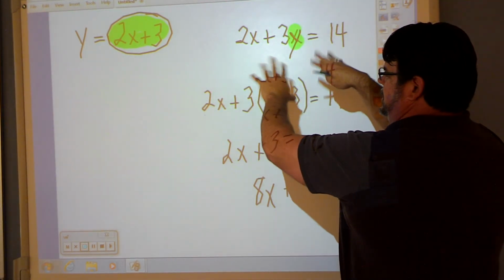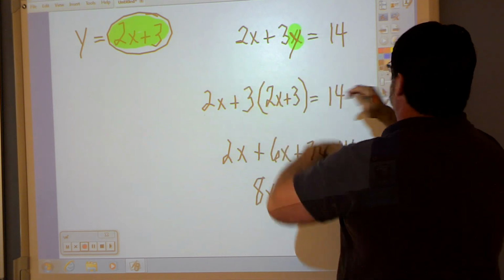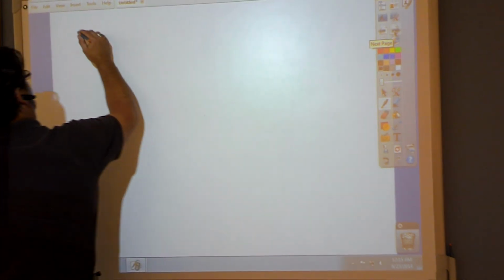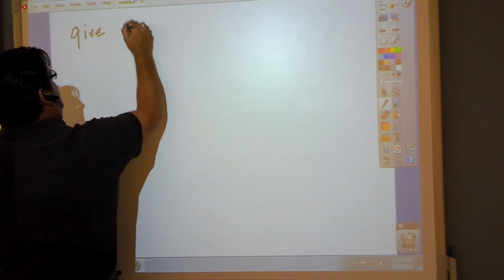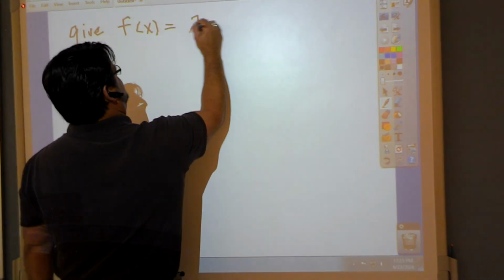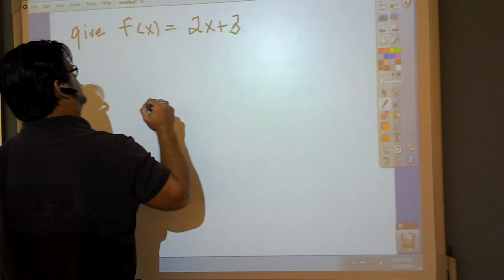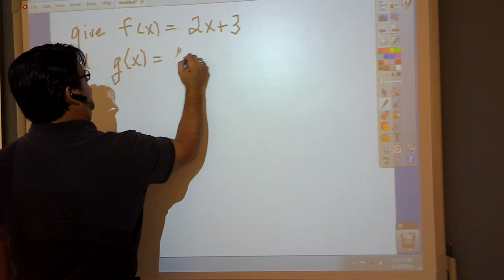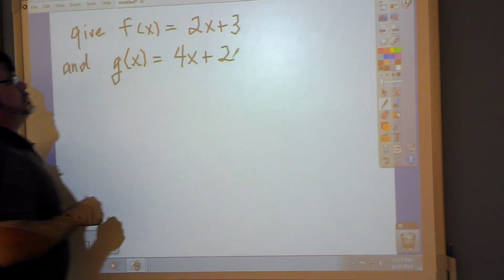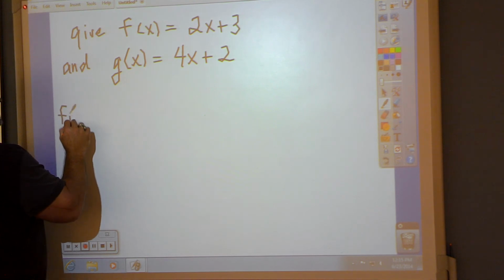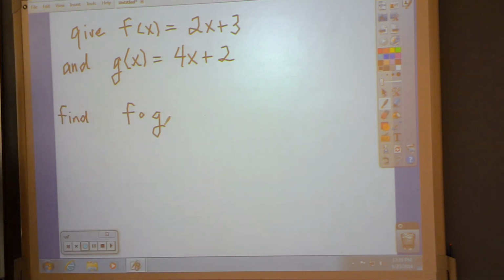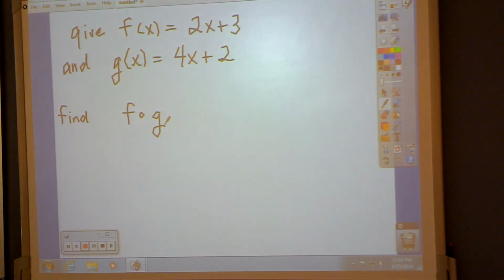All right, okay, we're going to do something right here. Ready? I'm going to get you into 7.4 right now. Given f of x is equal to 2x plus 3, and g of x is equal to 4x plus 2, find f composed of g. Now that is an open circle. That is not a multiplication symbol. Looks like fog.